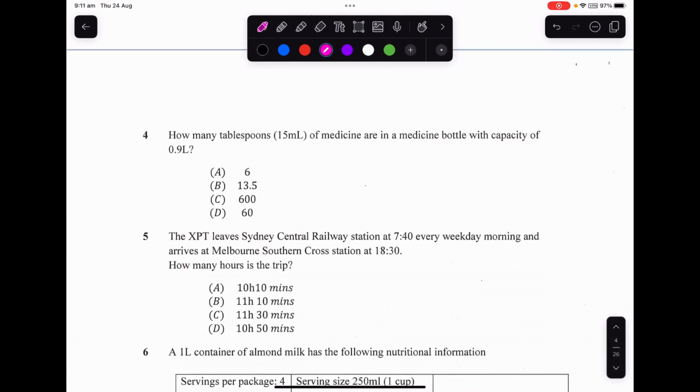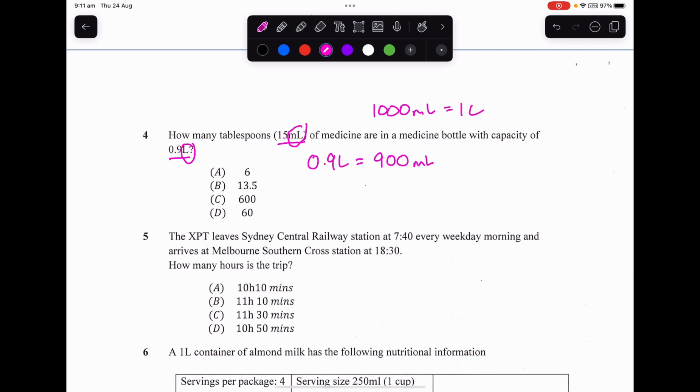Okay, how many tablespoons of 15 mils of medicine are in a medicine bottle with a capacity of 0.9 litres? First thing I'm going to notice is that I've got mils and litres. So I'm going to turn my 0.9 litres into mils, which is going to give me 900 mils because there's 1,000 mils in 1 litre. So 1,000 mils equals 1 litre.